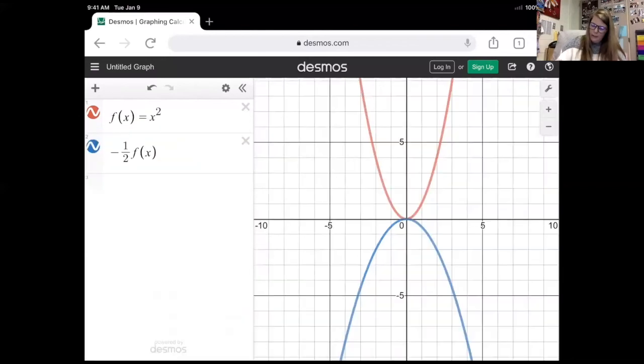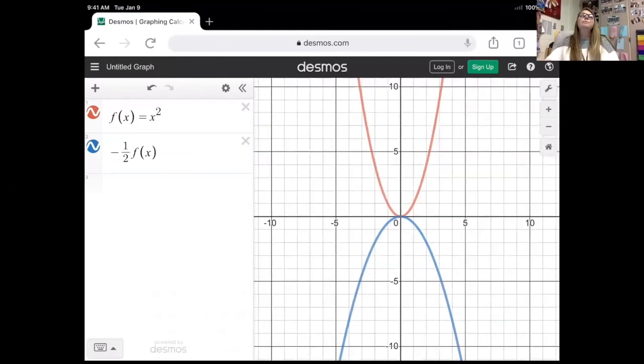What happened to get my red graph to my blue graph? So what did the -1/2 do? Okay, so I'm going to use reflecting. That's a little bit more mathy. So I took the red graph, I reflected it down. That's what the negative does. It takes it and flips it.